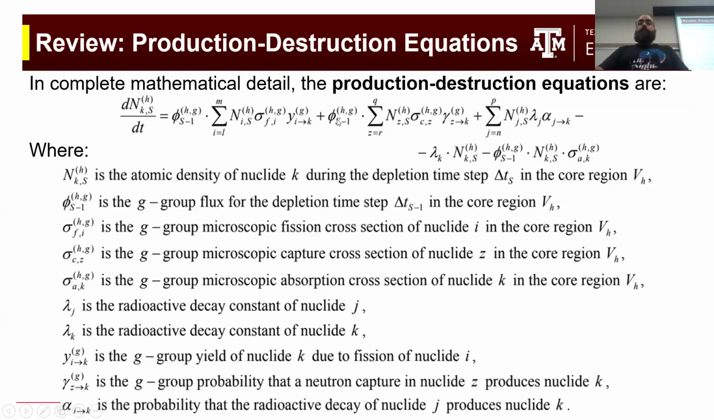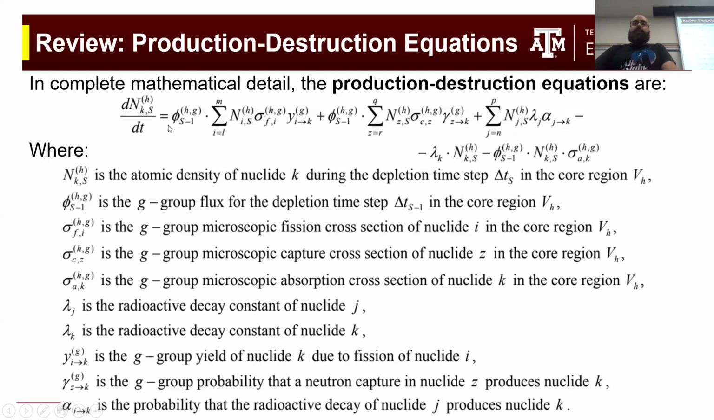And it might look complicated, but all this is a conservation statement. In this case, K is the nuclide that we're keeping track of. H is the region index, and S is the time step index. So this is saying the rate of change of the nuclide K in region H at the current time step capital S. And then anything that's positive on the right side of the equation is a gain mechanism for the nuclide K, and anything that has a minus sign in front of it is a loss mechanism for the nuclide K.